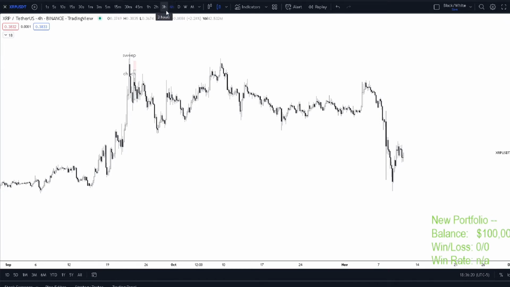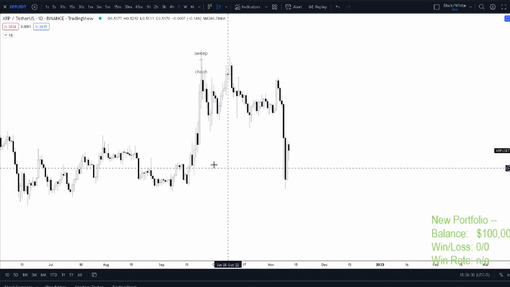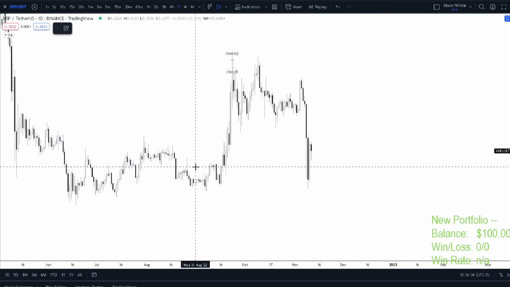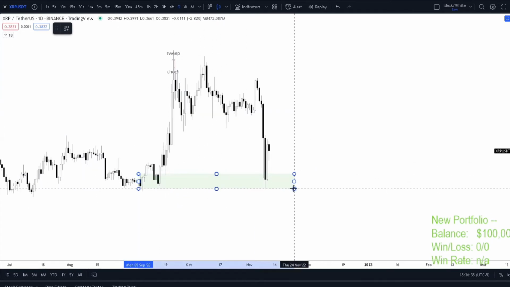Usually when I swing trade, I like to trade on the 4 hour. That's my favorite time frame. But you always want to set your higher time frame bias. So I start on the daily here and find my order blocks. What I'm looking for here is the last down candle before this large move up, which is this black candle right here.